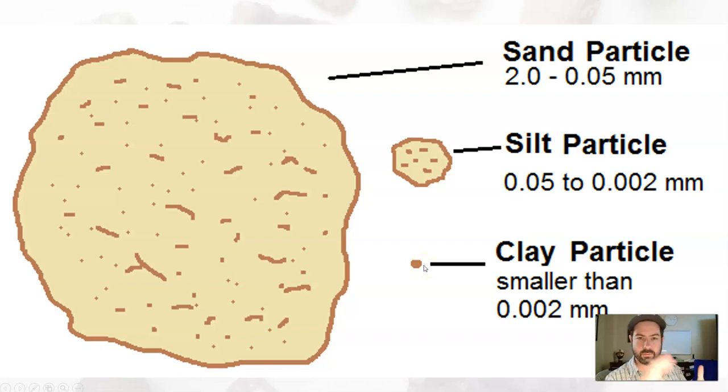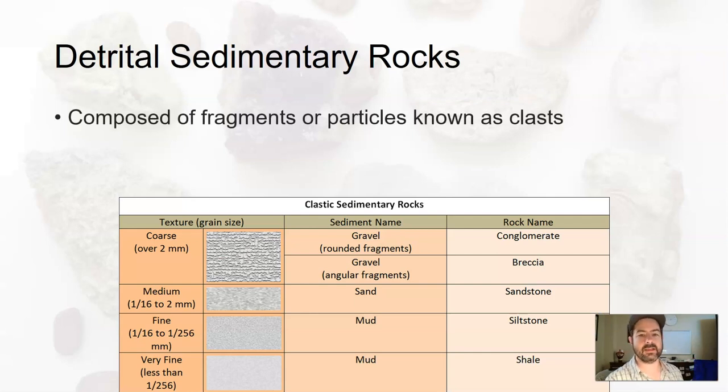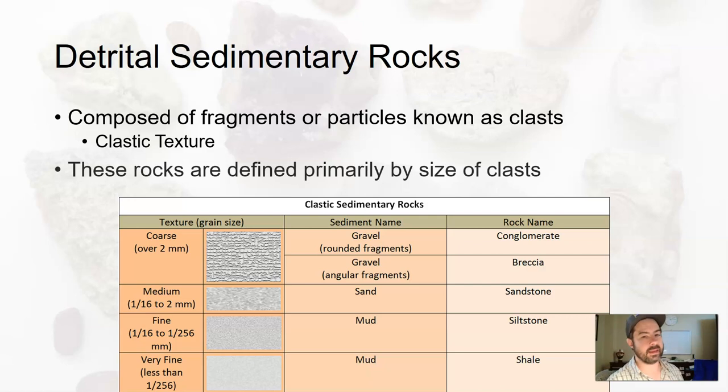So when you compact and cement this detrital sediment, you get detrital sedimentary rocks. Again, these are composed of fragments of particles known as clasts, and we talk about these types of rocks having a clastic texture. And these rocks are defined by the size of the clast, the size of the sediment. So 2 millimeters or bigger, those are gravel. We call that coarse texture or coarse grain, coarse sediment.